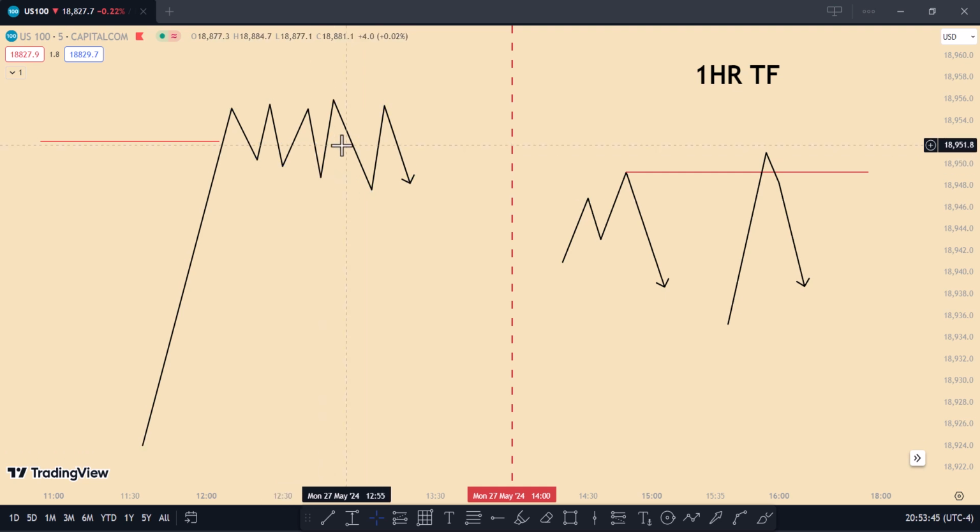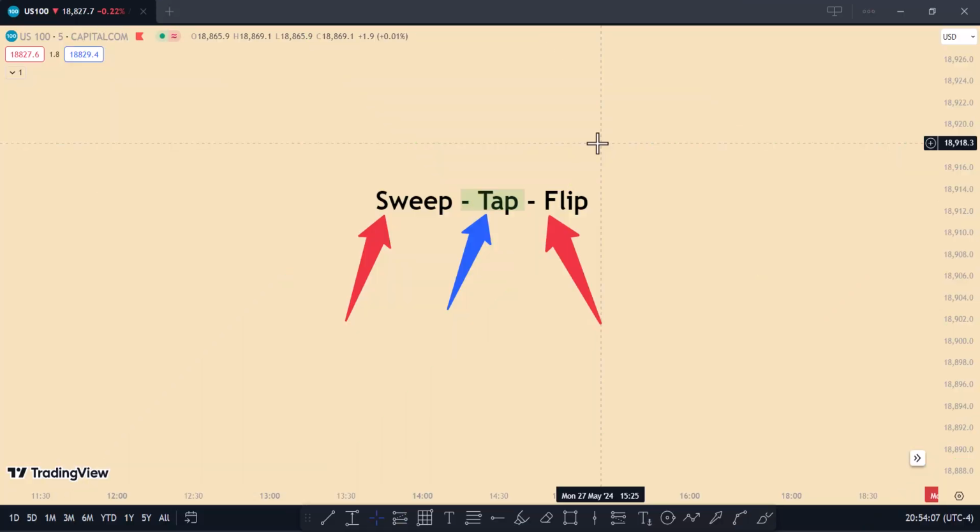And now let's move on to how you can actually trade this environment. In order for you to trade this environment, you need 3 elements or 3 parameters, which are the sweep, the top, and then the flip. This is the winning formula to trading ranges. First of all, you need a sweep.